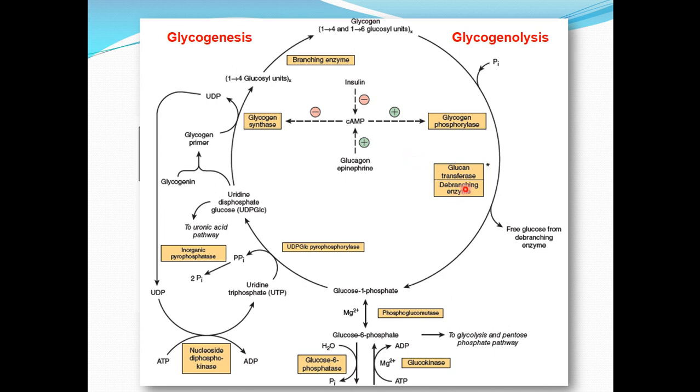Then the debranching enzyme will act. This debranching enzyme has 2 catalytic sites in a single polypeptide chain. One is the glucan transferase that transfers a trisaccharide unit from one branch to the other, exposing the alpha-1,6 branch point, and the other is alpha-1,6 glycosidase, that catalyzes the hydrolysis of the 1,6 glycosidic bond to liberate the free glucose.